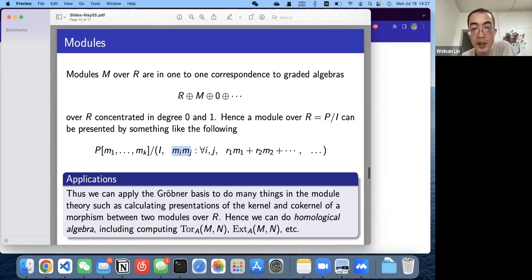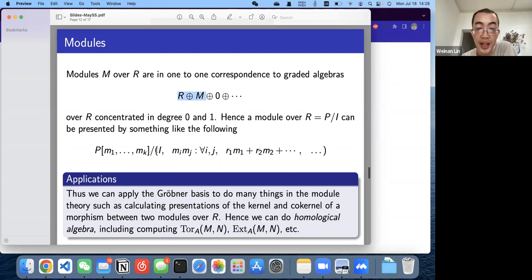Why? Because the graded algebra is concentrated in degree zero and one, and there's nothing beyond. So every product of two elements in M should be trivial here. Therefore, in order to describe this algebra, you must guarantee that M_i times M_j for all i and j should be trivial. I mean, they should be in the relations. And then you have a bunch of other relations. That's the module structure of M over R. So it's something like some r times some m plus another r times another m equals zero. It's the rest of the relations.